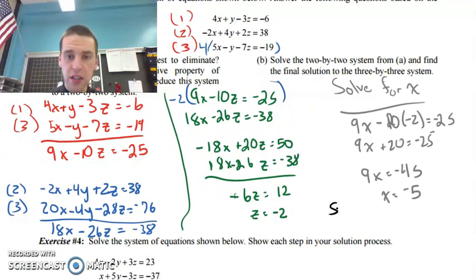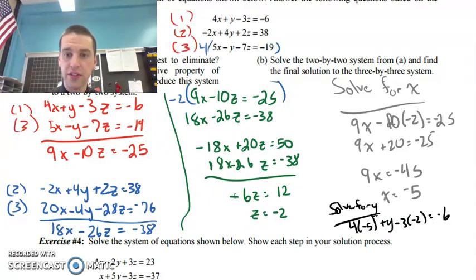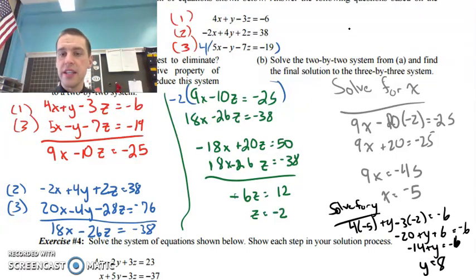How do you solve for y? Solve for y by taking one of the original equations. Again, I think this top one is the easiest. So 4 times negative 5 plus y minus 3 times negative 2 equals negative 6. Again, I've got the x value right here, the z value right there. Get negative 20 plus y plus 6 equals negative 6. I'm going to get negative 14 plus y equal to negative 6. And so y is going to equal 8. So my final answer is negative 5, 8, negative 2.